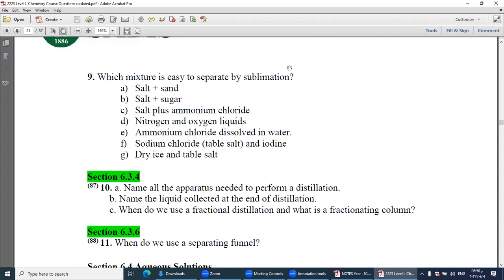Let's say it together. Number 1, sand and salt. Does sand and salt work? No. Okay. Salt and sugar. No. Salt plus ammonium chloride. Yes. Okay. Nitrogen and oxygen liquid. No. Ammonium chloride dissolved in water. Yes.